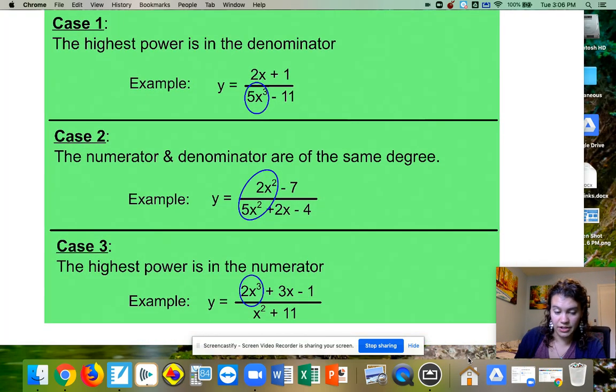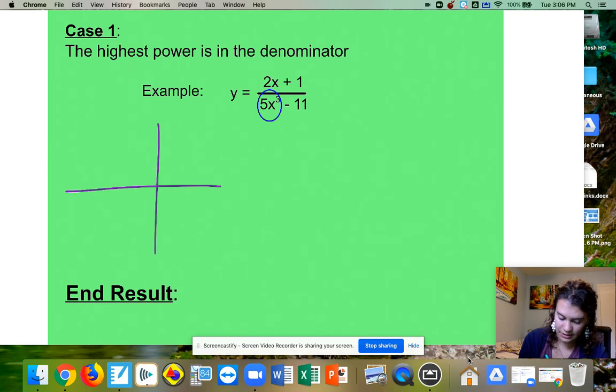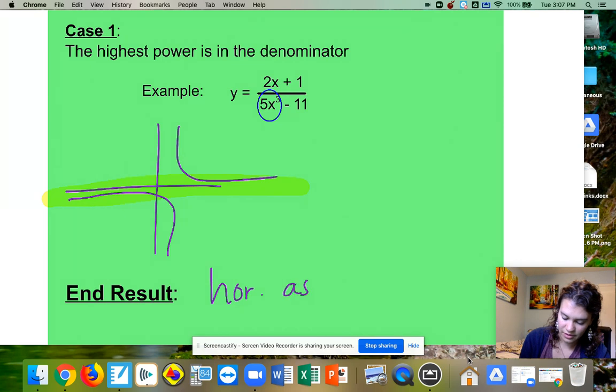There's 3 cases. Don't worry too much about writing these down because I'll put them up on the next slides. But you can either have a higher power in the bottom, a higher power or equal power on top and bottom, or a higher power on the top. So the first case is the highest power in the denominator. For this one, you're going to end up with a picture somewhat like this, and your horizontal asymptote is going to be right here at y equals 0.